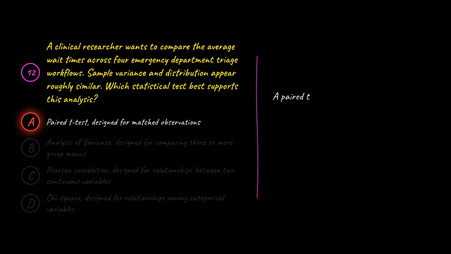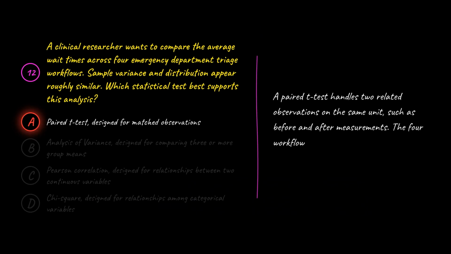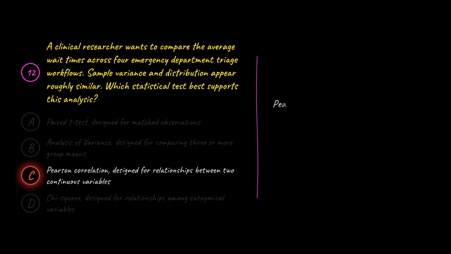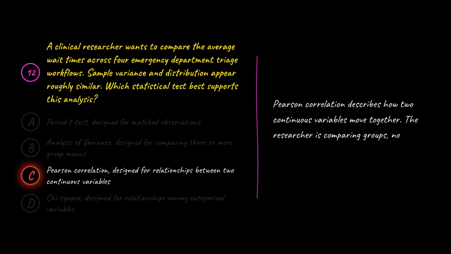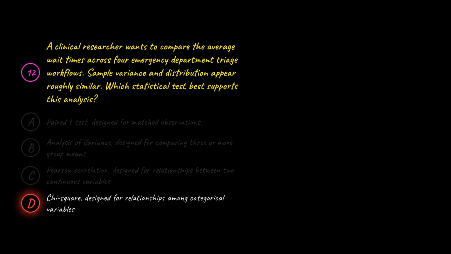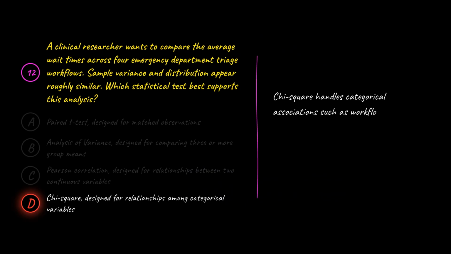A is wrong because a paired t-test handles 2 related observations on the same unit, such as before and after measurements. The 4 workflows are independent of each other, so pairing does not apply. C is wrong because Pearson correlation describes how 2 continuous variables move together. The researcher is comparing groups, not relating one variable to another. D is wrong because chi-square handles categorical associations such as workflow choice against patient acceptance status. With continuous wait times, chi-square would lose statistical power.